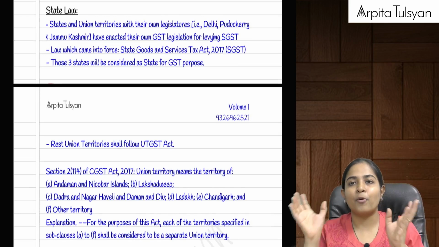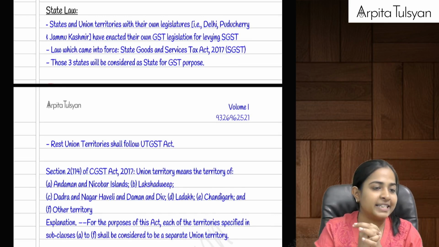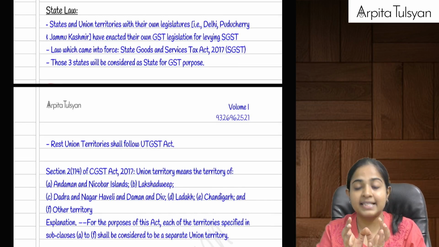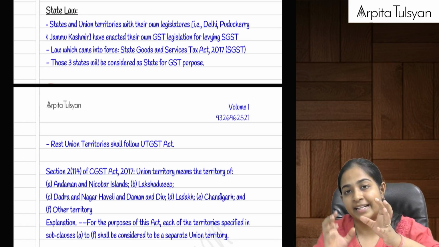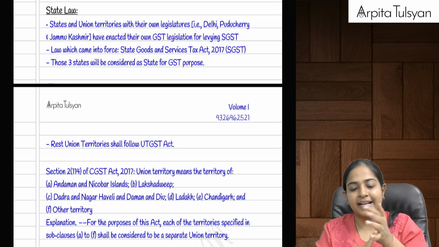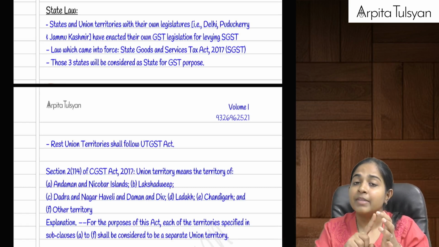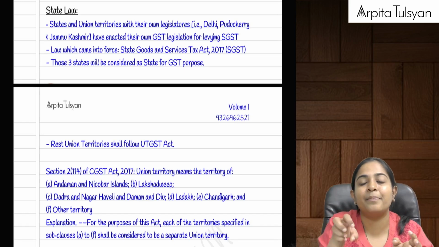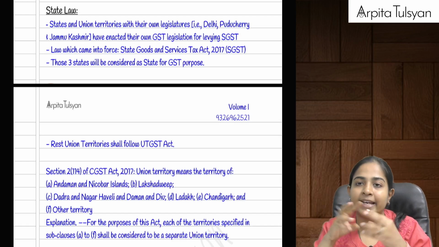From the state point of view, they asked: will the states make their own laws? They said that yes, because the constitution has given power to the center as well as the state to collect GST. So the center made its law: the central CGST Act, IGST Act, UTGST Act and Compensation Act. Now even the states will make their own laws. So now there came a bifurcation.